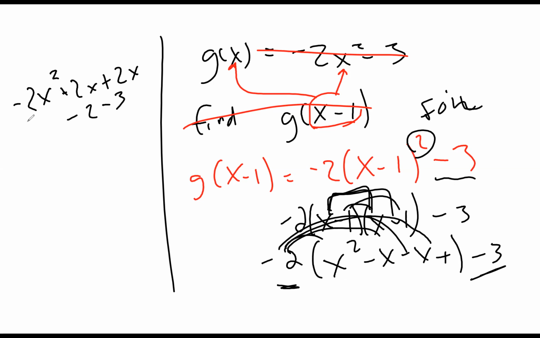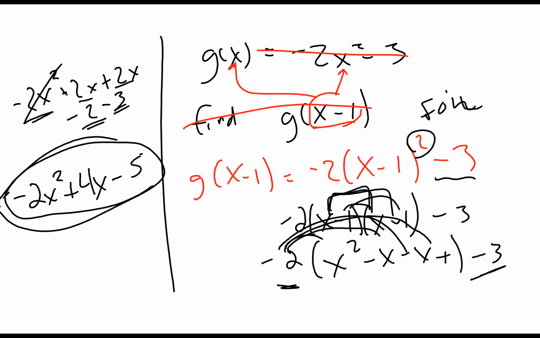As always, when I get something that I can simplify, I absolutely must. So I look at this and say, okay, there's only one x squared value, so negative 2x squared. These are my x values. I'm going to add them up and get positive 4x. And these are my whole numbers. I'm going to add them together and get -5. And this is my final answer.